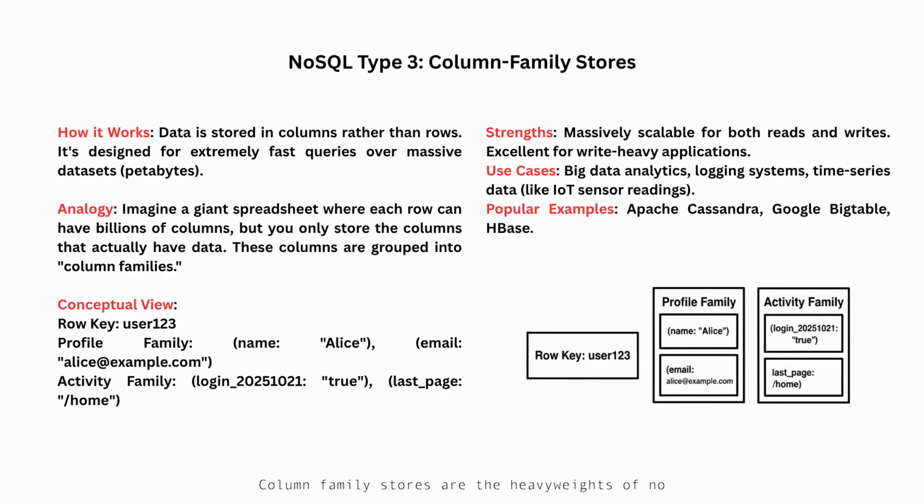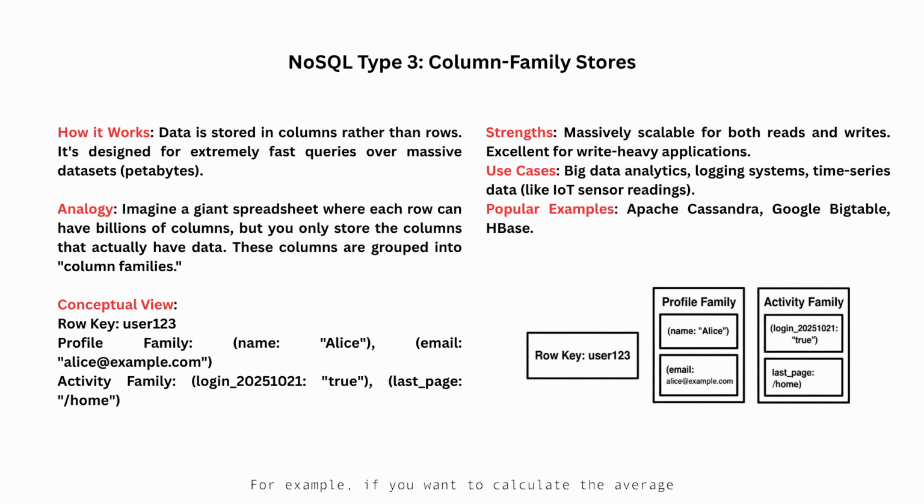Column family stores are the heavyweights of the NoSQL world. They are built to handle truly enormous amounts of data. While a SQL database stores data row by row, these databases store it column by column. This structure makes them incredibly efficient at aggregating data across many records.